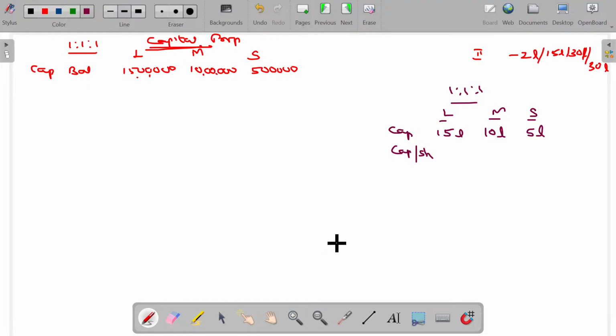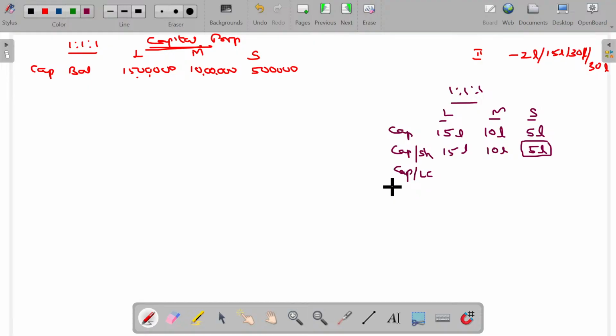Capital invested per share by L being 15 lakhs, M being 10 lakhs, S being 5 lakhs. Among the three, who is the lowest contributor? S is the lowest contributor. Now you have to find out the capital, keeping the lowest capital base. As S has contributed only 5 lakhs for his one share, whereas L has contributed 15 lakhs for the same one share. Excess by 10 lakhs.